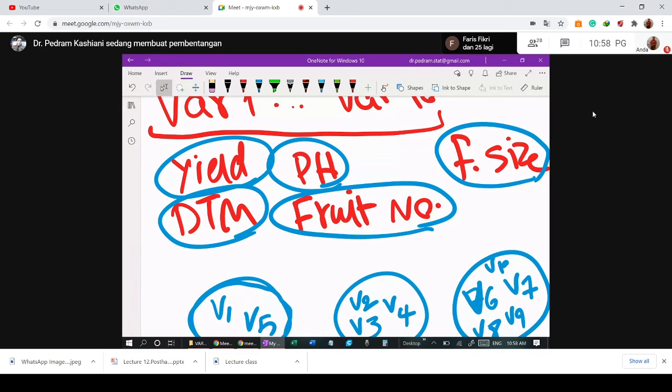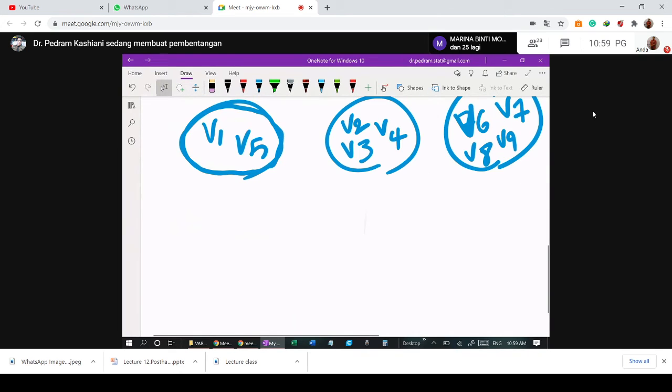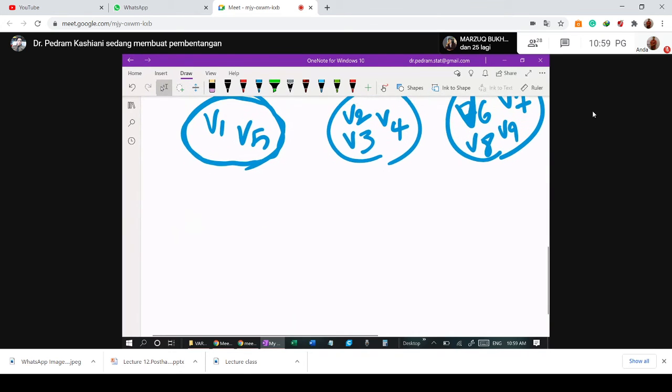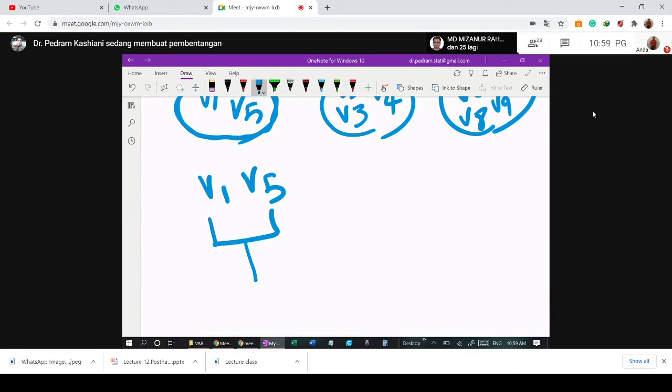Another principle is that when I don't know how many groups there are, the software tells me how many groups at the end. Most of the time, the cluster will be something like this. If I want to write a cluster for this one, for example, I will write V1 and V5. For example, these two are like this.